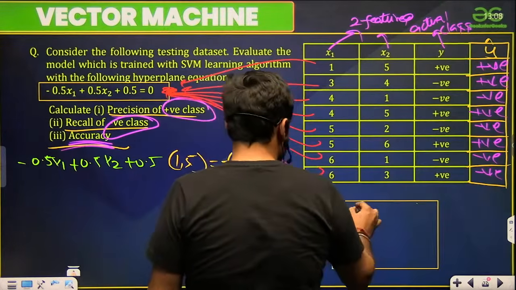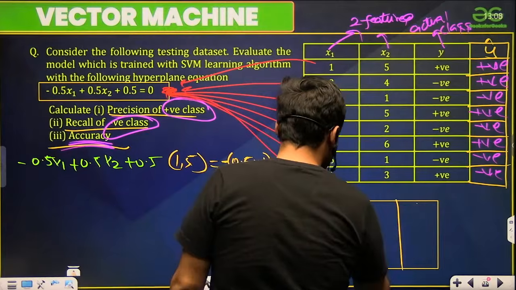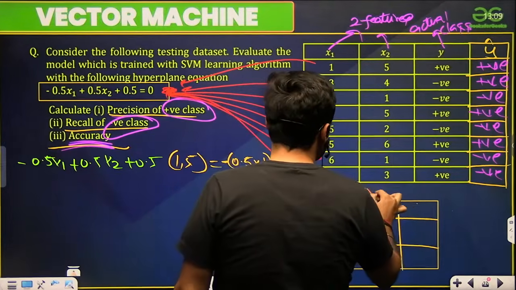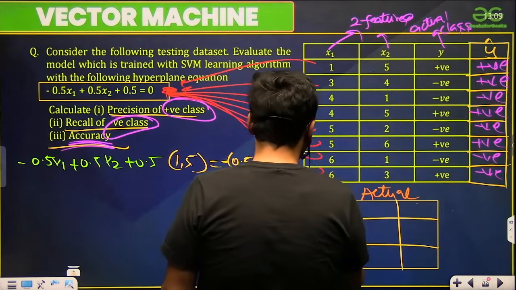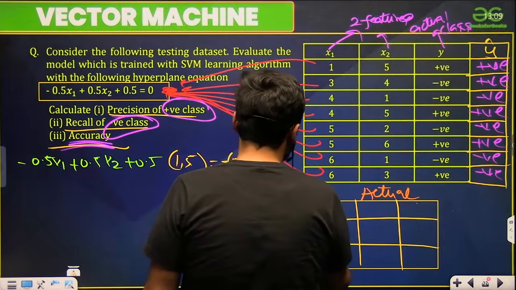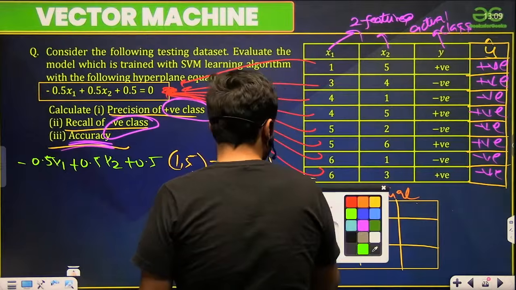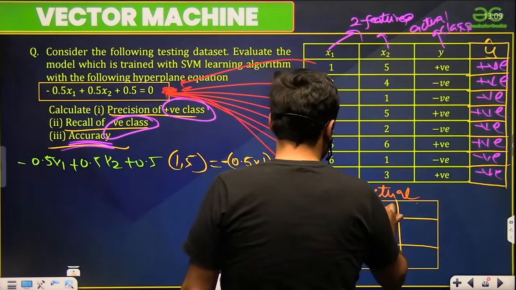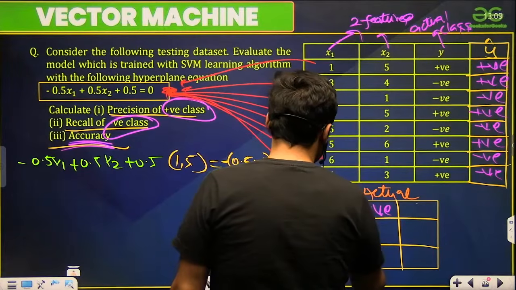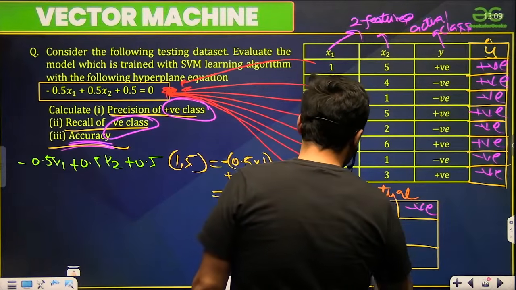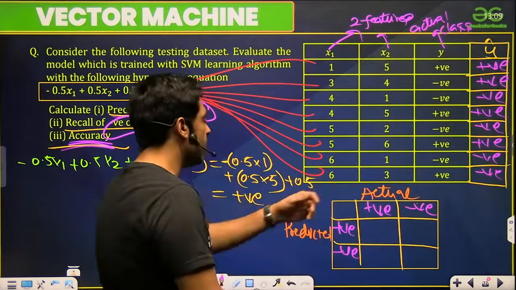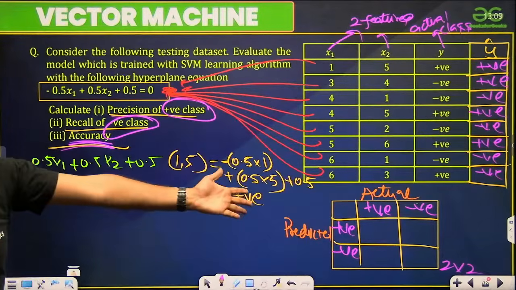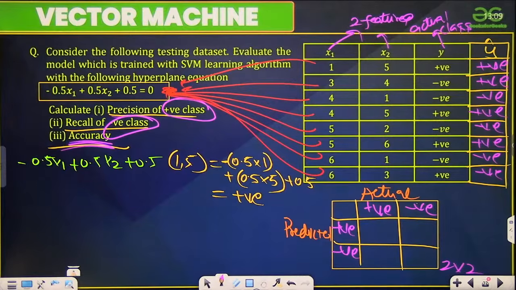Now for making the confusion matrix, I'll write actual class on the top and predicted class on the left hand side. So I'll write positive actual and positive predicted, then negative actual and negative predicted. I'm just making a 2x2 confusion matrix. I hope you're able to understand.